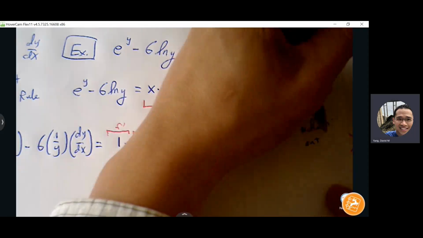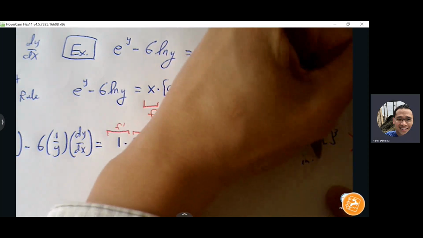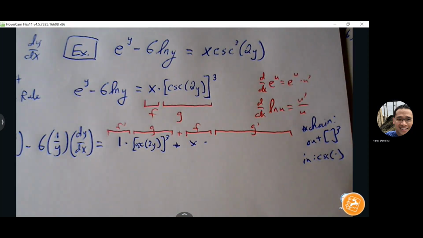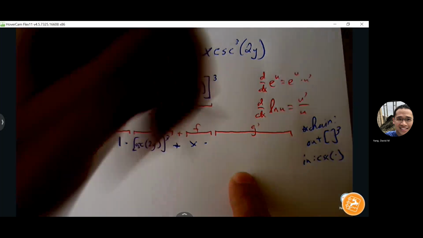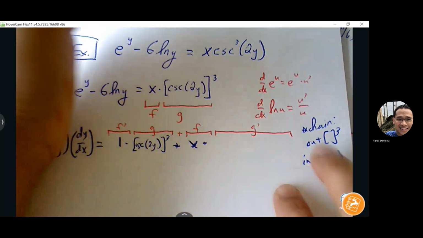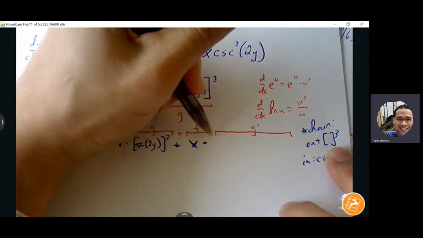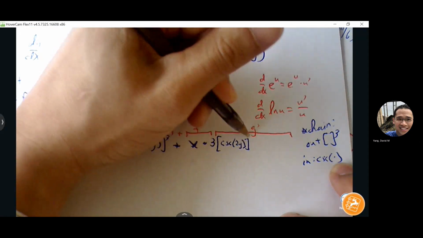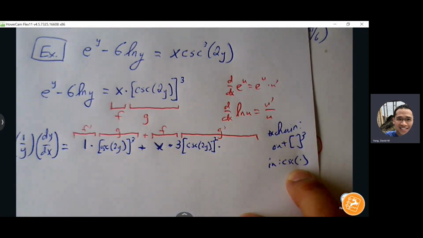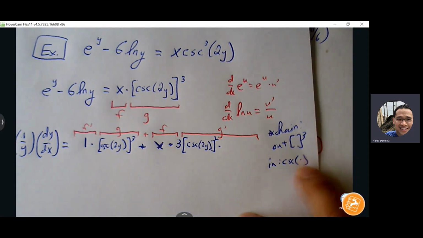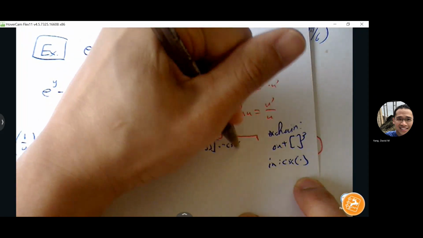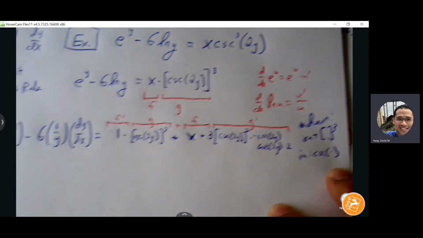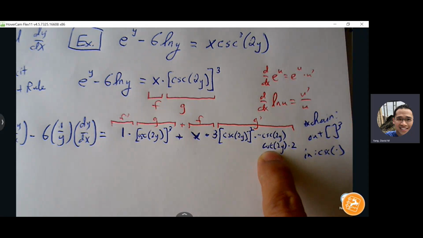So you've got that outside portion, bracket cubed. You've got that inside portion, cosecant of u. And all that is going to go in that space there. Okay. Bracket cubed becomes 3 bracket squared. Inside derivative, cosecant becomes negative cosecant u cotangent u times u prime. Running out of space here, but all that is for my inside derivative.